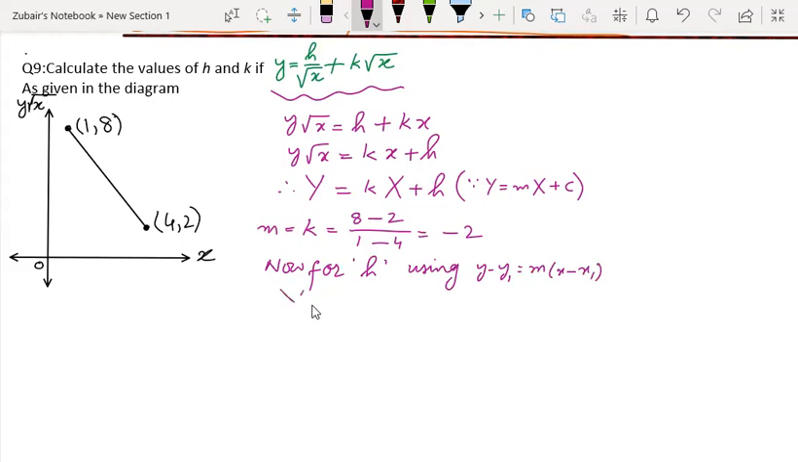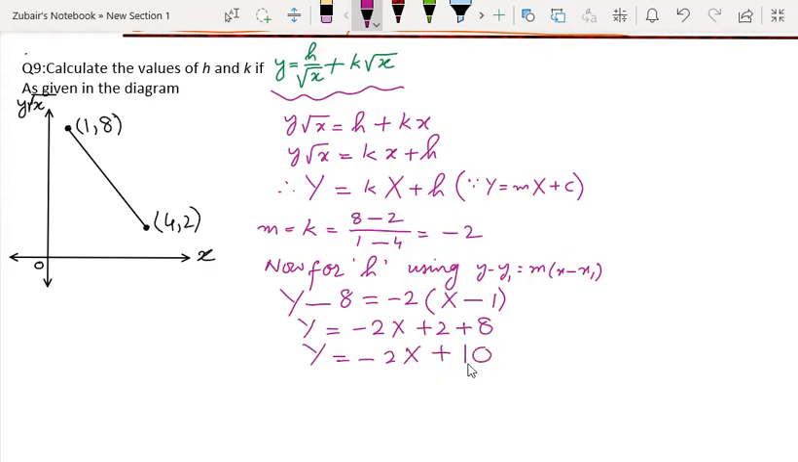Capital Y minus y1. We can use any one of the points, so I am using here (1, 8). So 8 is the value of y1, equal to m, which is finally minus 2, and x minus x1. So y is equal to minus 2x plus 2 plus 8. So y is equal to minus 2x plus 10.